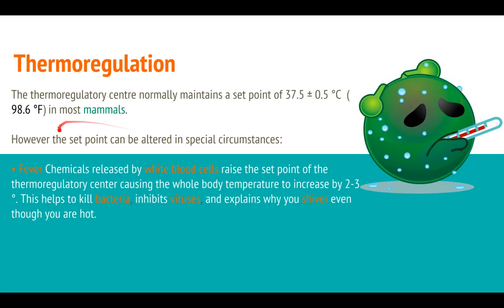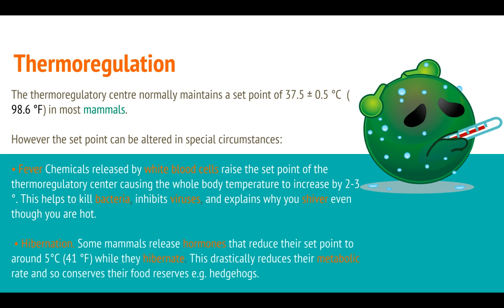All right, so you should know that your set point is 37-ish Celsius and 98.6 Fahrenheit in mammals. However, this set point can change. If you're sick, your body actually raises your temperature on purpose. This is to help you kill bacteria and viruses. Okay, so your body actually increases your set point on purpose because it wants you to be hot, because it knows that that will disrupt the homeostasis of the bacteria and the viruses that are trying to take over your body.